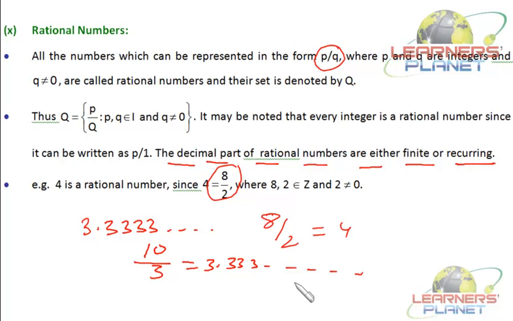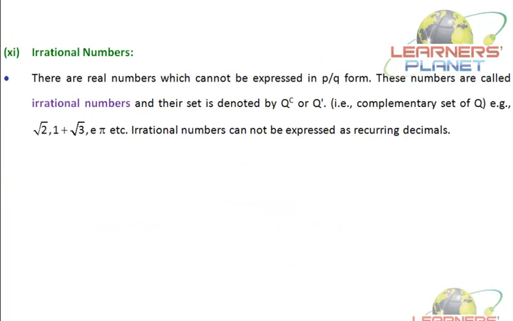Now we see what irrational numbers are. Friends, the numbers which are not rational are known as irrational numbers. That means the numbers which cannot be written in P by Q form. Let us take some examples. Here I see root 2. Root 2 will be 1.414 and the series will go on. Similarly, 1 plus root 3. We cannot write them in P by Q form. So in this case we cannot find the P and the Q. Okay friends.